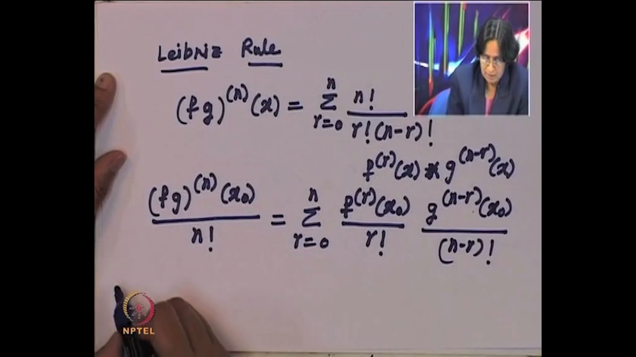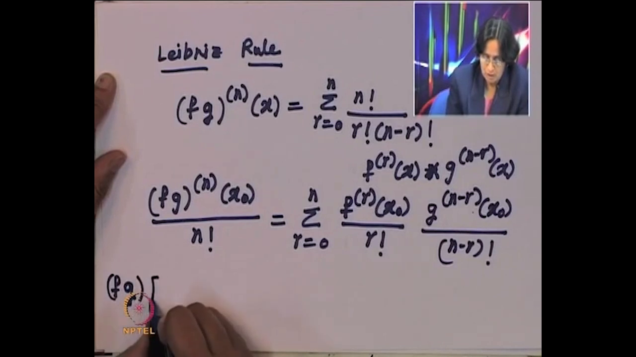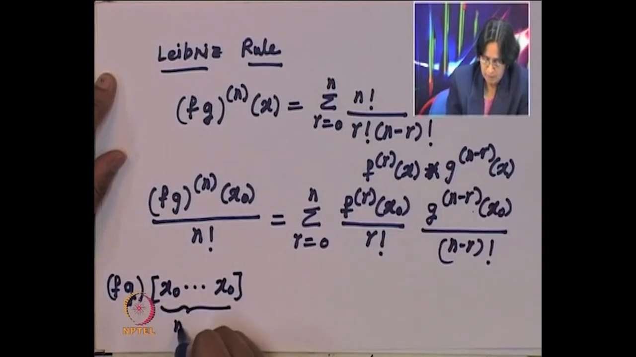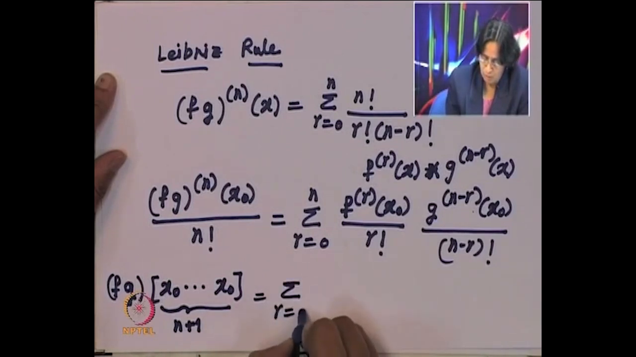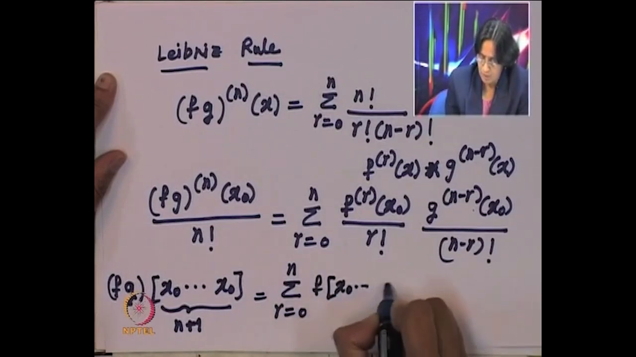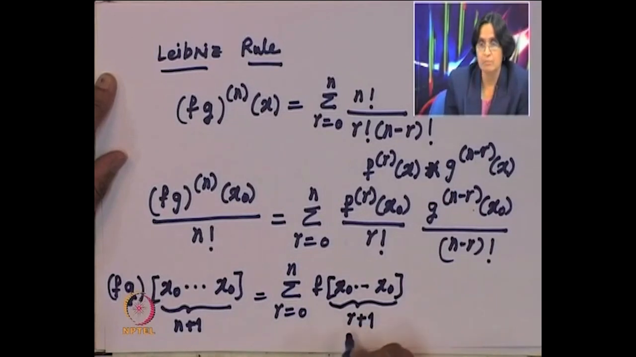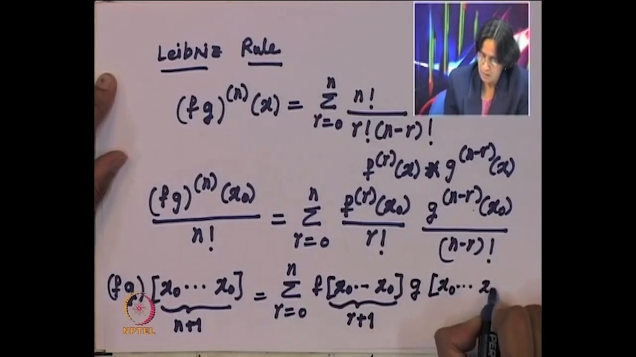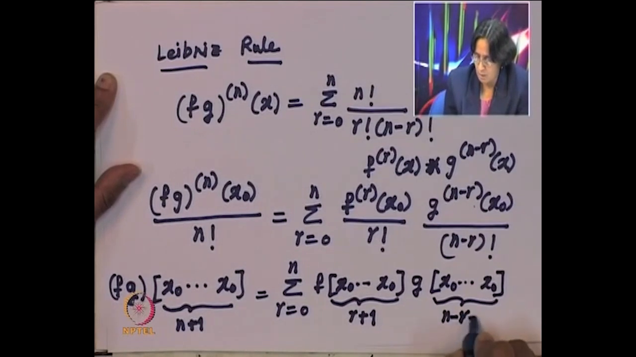Now, the left hand side is nothing but the divided difference of f into g, based on x 0 repeated n plus 1 times, and it is equal to summation r going from 0 to n, the divided difference of f based on x 0 repeated r plus 1 times, and the divided difference of g based on x 0 repeated n minus r plus 1 times.